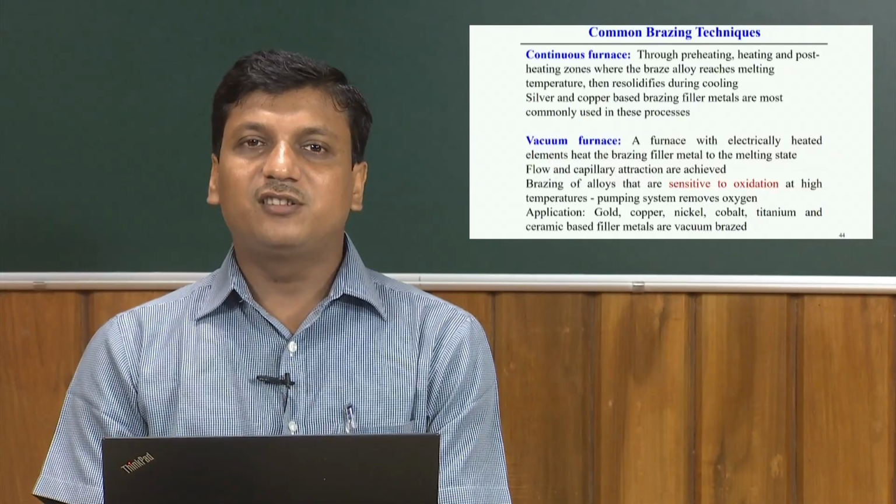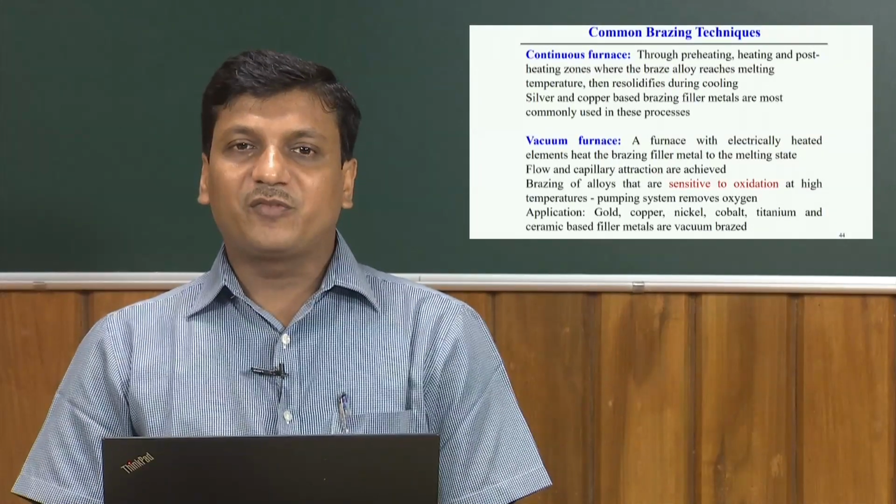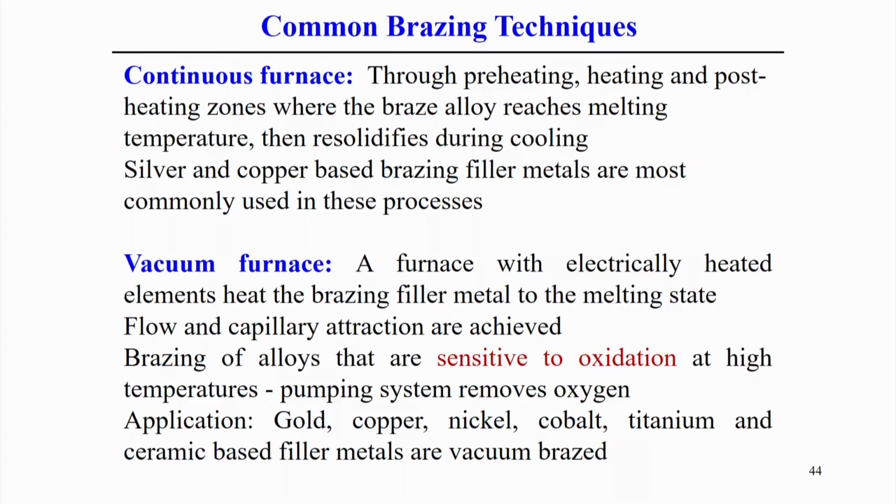So, in this case the continuous furnace is open to air. But in this case we typically follow the sequence: the preheating, heating and post heating zones. These three zones are basically controlled using the continuous furnace. A vacuum furnace is a simple way to avoid contamination during the process. To avoid contamination with the surrounding atmosphere, generally vacuum furnaces are required.